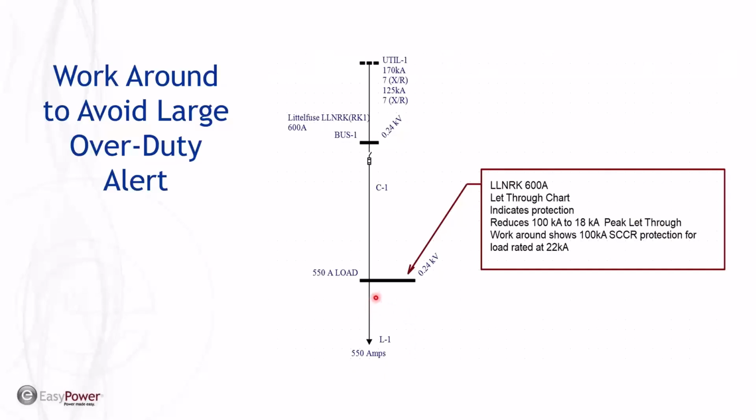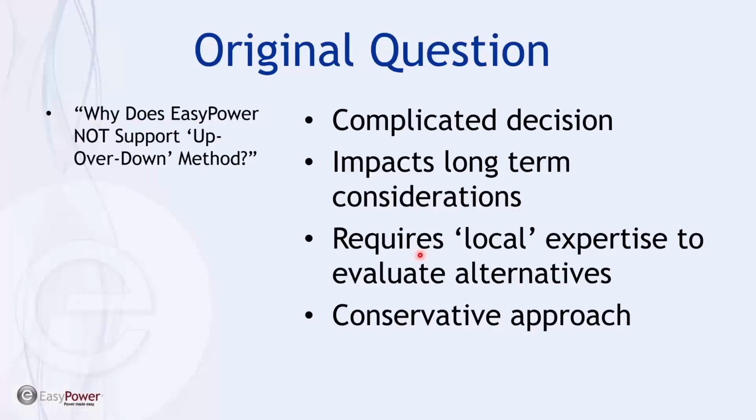So this is a workaround in EasyPower. In this case, I've annotated what's going on the one line, and I've presumably put some sort of labeling on both the fuse, because that's a critical part of the equation, and the load, to verify what I've done. So it brings us back to the original question, and that is, why does EasyPower not support the up, down, over method? How about up, over, down method?